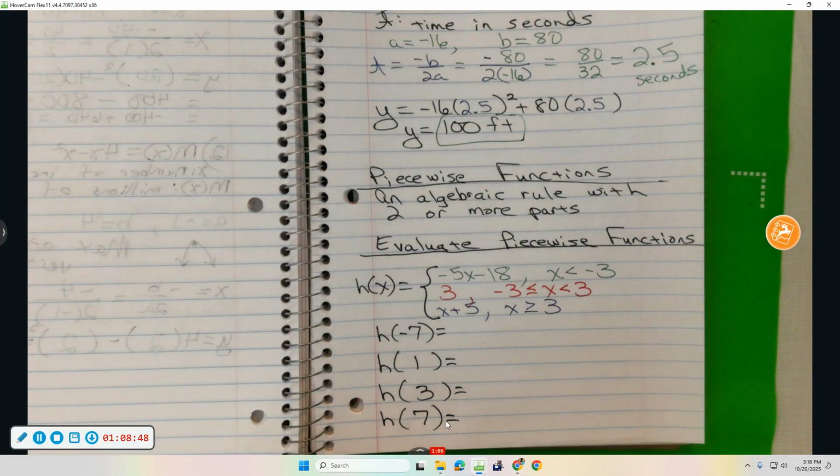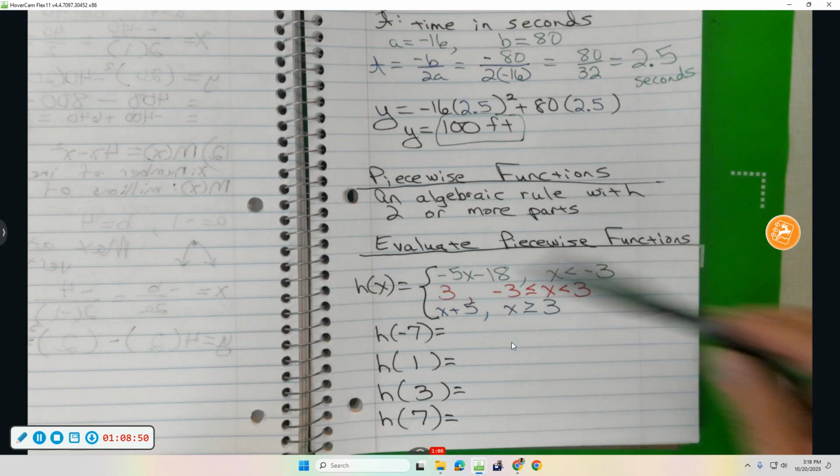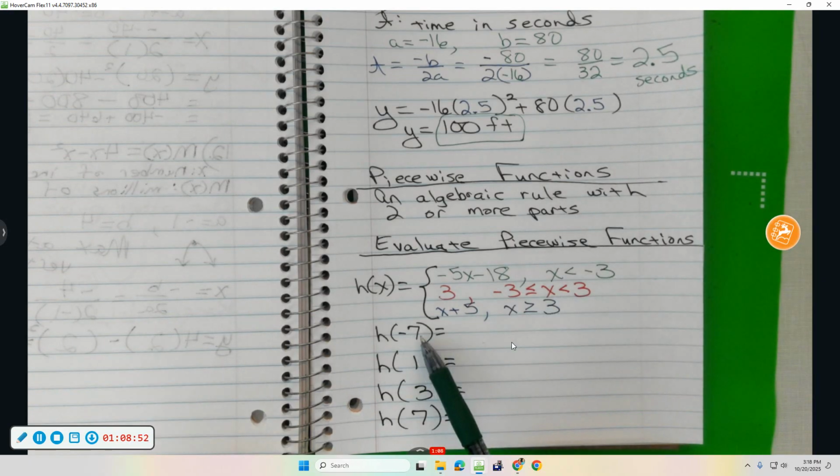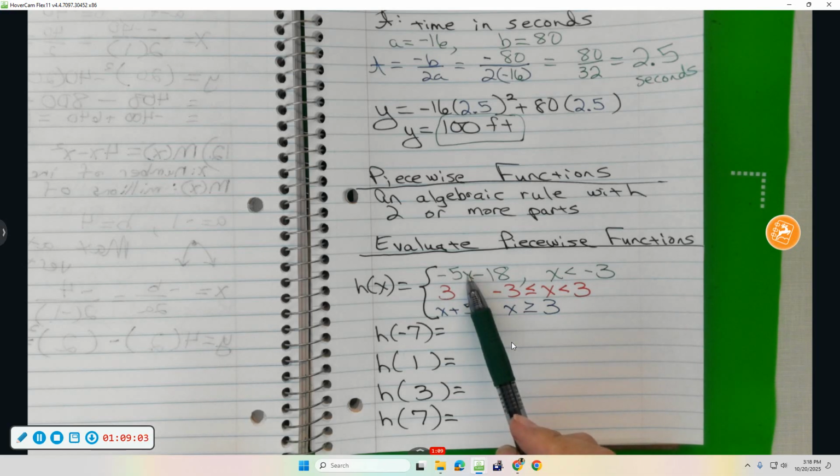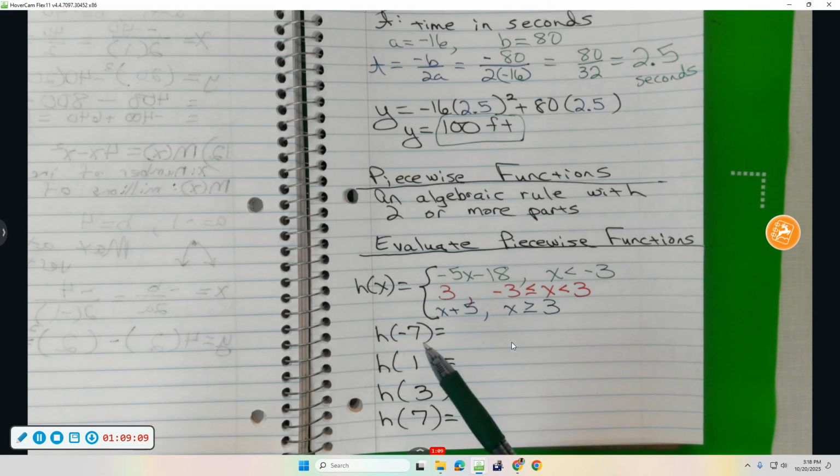You can't just plug them into all 3 pieces, because for any x value, there can only be one y value. If you tried to plug in that negative 7 here, negative 7 plus 5 would give you a negative 2. If you plug that negative 7 in up here, you'd have a 35 minus 18. That would be a positive 17.